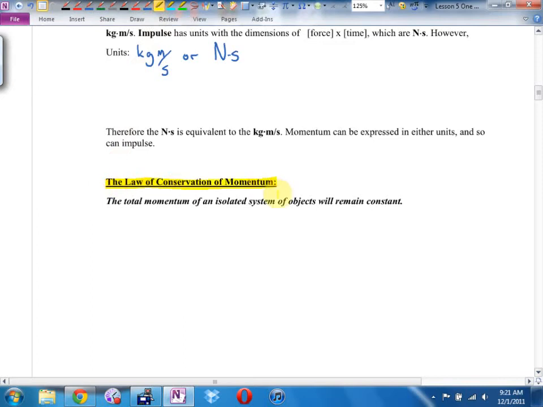The law of conservation of momentum. The total momentum of an isolated system of objects will remain constant. And you'll notice I didn't highlight that one, because that's the fancy schmancy physics definition. Here's Mr. Dueck's.